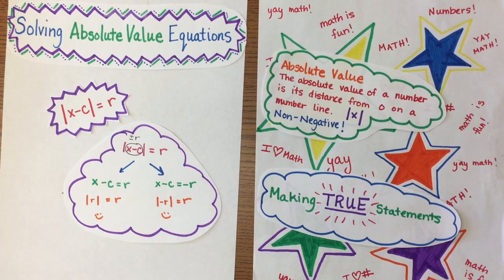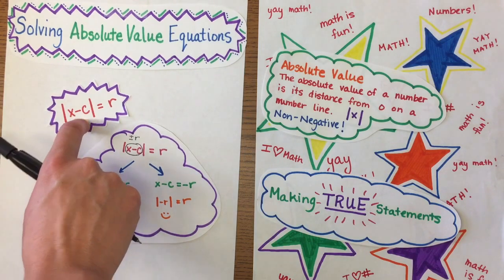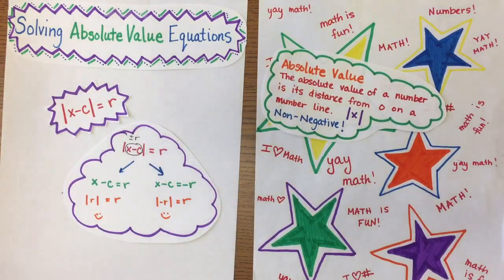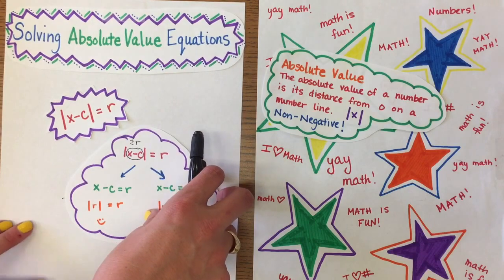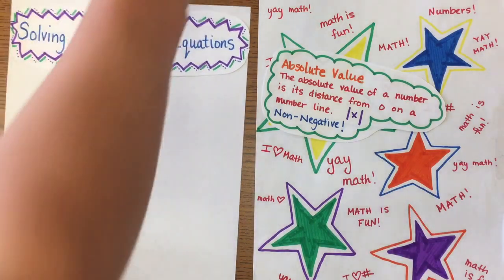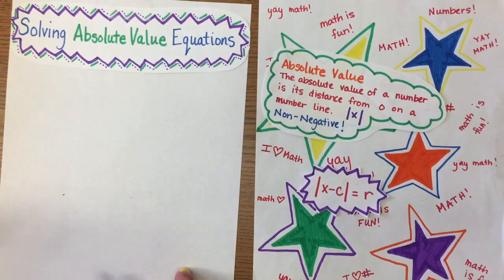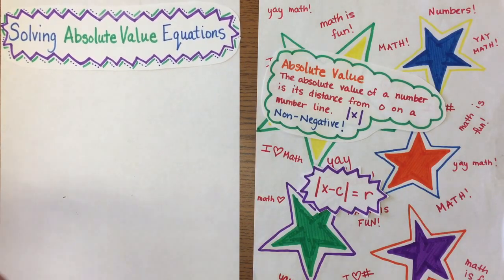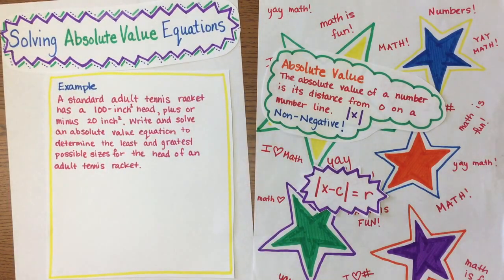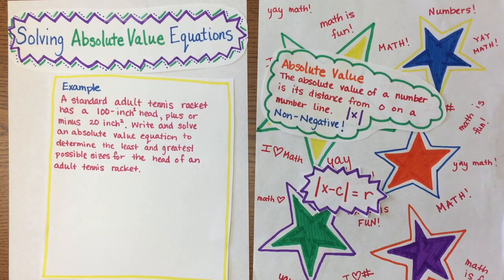Before we get into too much solving, I want to look at this idea of the absolute value of x minus c is equal to r. And I think we can start to see some of this when we look at a real world example. The real world example we're going to look at here is a standard adult tennis racket has a 100 square inch head, plus or minus 20 square inches. Write and solve an absolute value equation to determine the least and greatest possible sizes for the head of an adult tennis racket. Now, this might seem kind of easy.